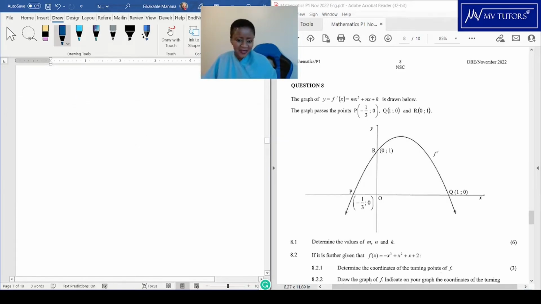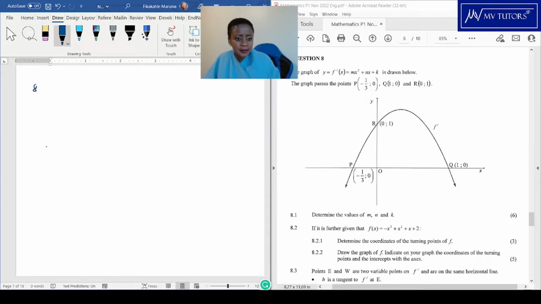I love it. Okay, 8.2. Let's just shift this a bit up. So if it is further given that f of x, oh, so this is now the original function. Remember, the first derivative is just your parabola. So now the original function, the cubic function, I told you, it is a negative cubic function. We have negative x cubed plus x squared plus x plus 2. So 8.2.1.